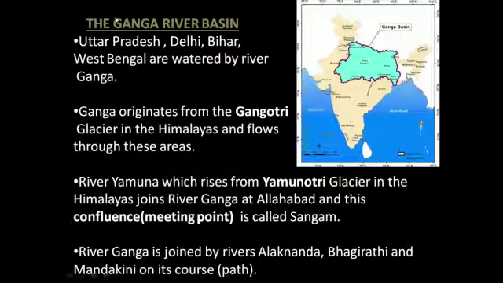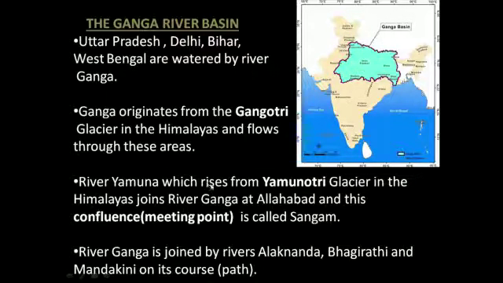Next, second, we are going to see the Ganga River Basin. As from the name, we can again guess that the river Ganga is the main source of water in this area. Uttar Pradesh, Delhi, Bihar and West Bengal are watered by river Ganga. You can see here in this map the Ganga Basin. Ganga originates from the Gangotri Glacier in the Himalayas and flows through these states.